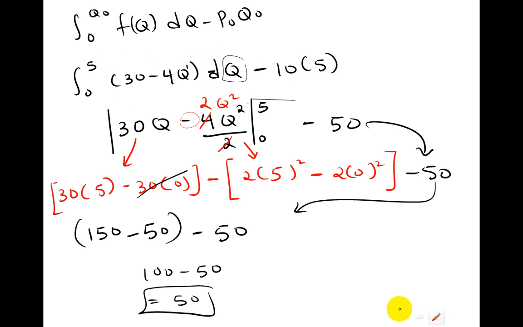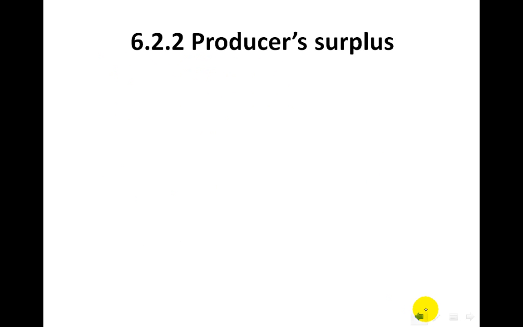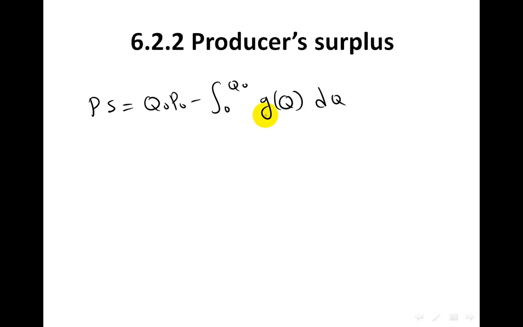Now let's see a new idea. Let's talk about producer surplus. The formula for producer surplus will be q naught p naught minus the integration from 0 to q naught. It doesn't matter whether you write the function of q as f of q or g of q. We're integrating with respect to q, and the integration is only for this part. q naught p naught will be our constant number.